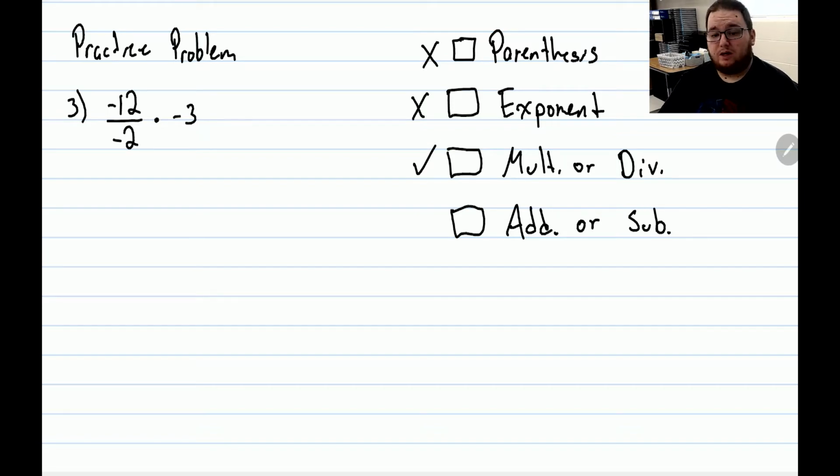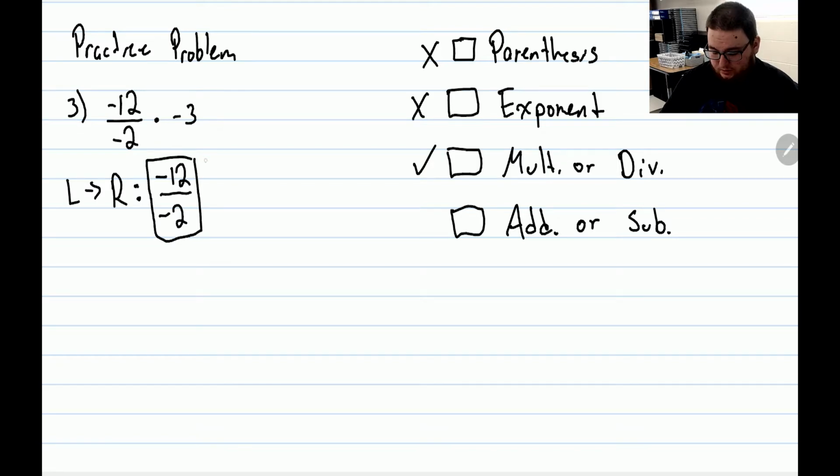So moving from left to right, whatever you see, if it's multiplication or division, you can go ahead and do it. The first thing I see is negative 12 over negative 2. That's going to be the first thing we're going to do, so I'm going to put that in a box and put a 1 next to it. Then we have the multiplication by negative 3. This is going to be the second thing that we do.